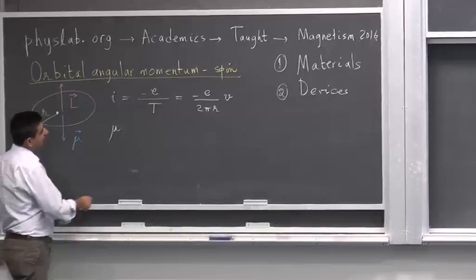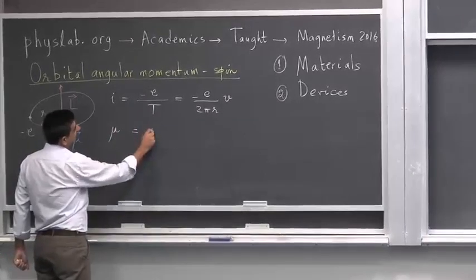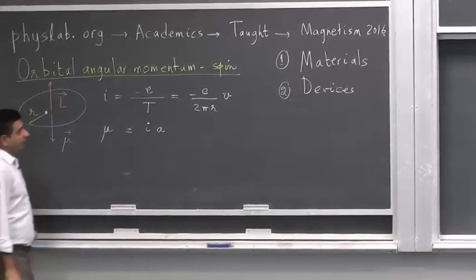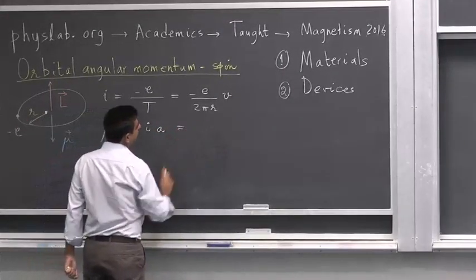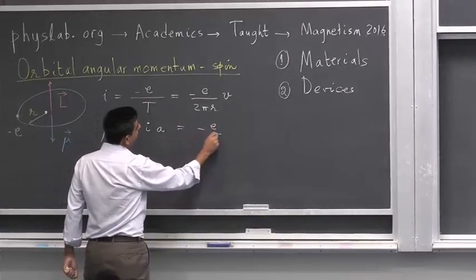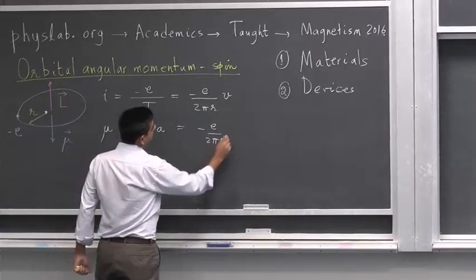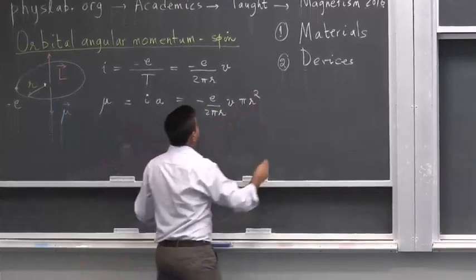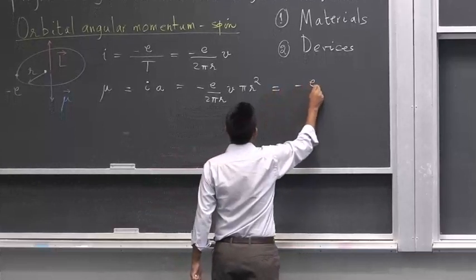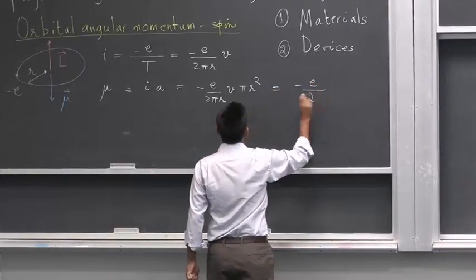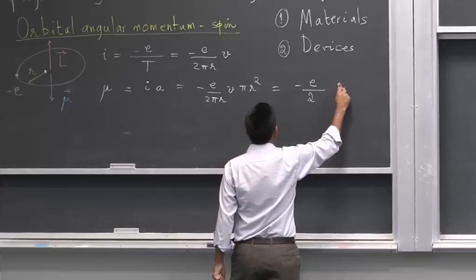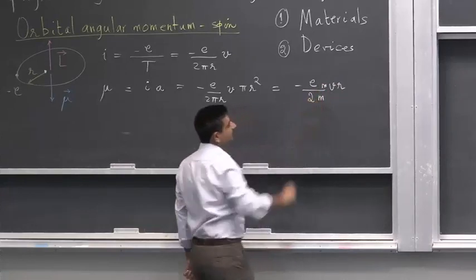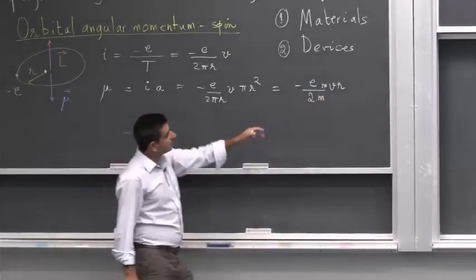This magnetic moment, we all know its magnitude is given by I times the area of the loop. Now the area of the loop is pi r squared. So what we have is -e over 2 pi r v into pi r squared. So this turns out to be -e over 2 r into v. Now if I multiply by m and divide by m, this is the relationship that I get. Now this m is the mass of the electron.